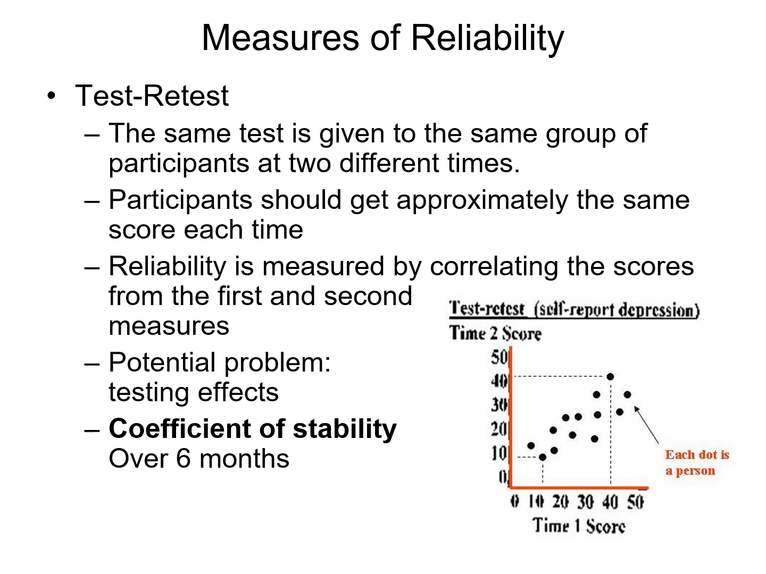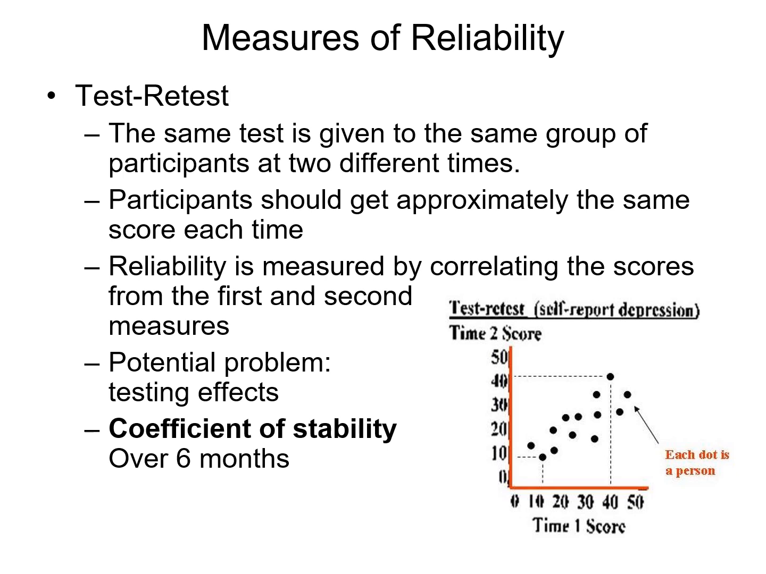So measures of reliability. Probably one of the most common is the test retest. So once we have a measure, we give it to a group of people. The same test is given to the same group of participants at 2 different times. Participants should get approximately the same score each time. And again, we wouldn't expect it to be perfect because there's still going to be some error, but we'd expect there to be a strong correlation in this case.